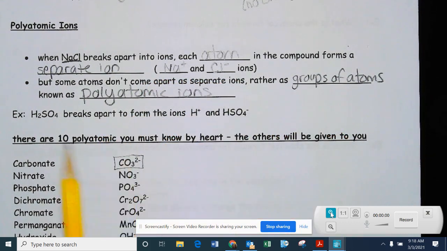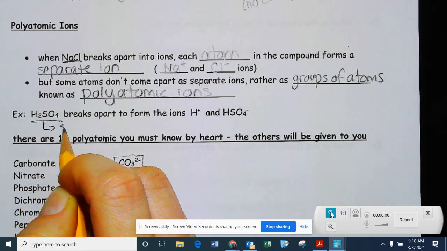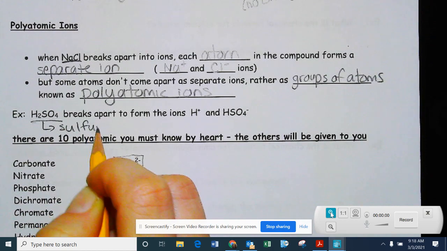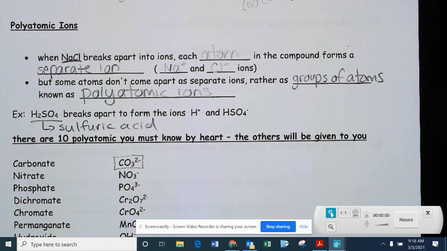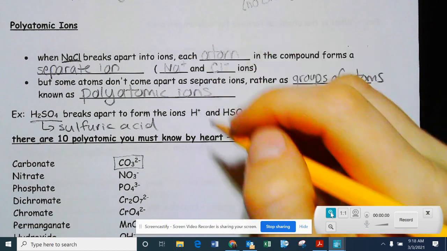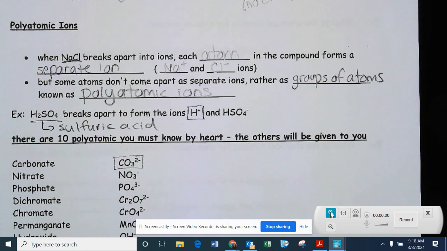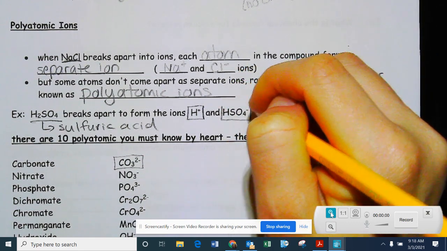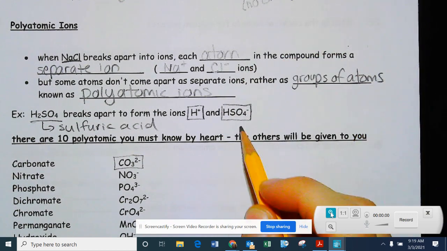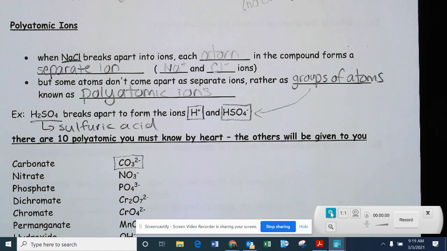So the example given here is H2SO4. That is sulfuric acid. Sulfuric acid actually breaks apart into H+, so that's one atom with a charge, but it also breaks into HSO4-. That's a group of atoms that has a charge, or a polyatomic ion.